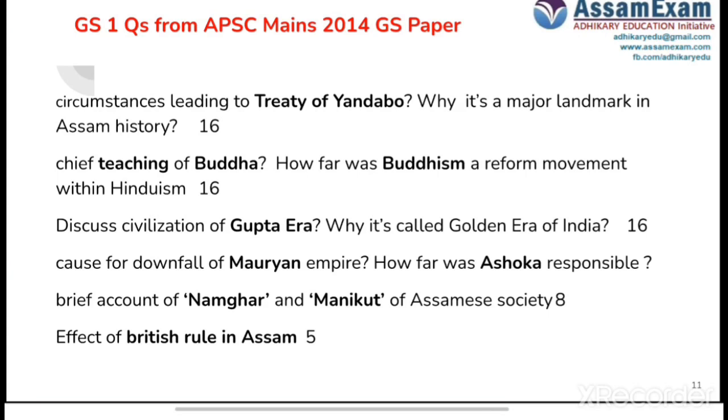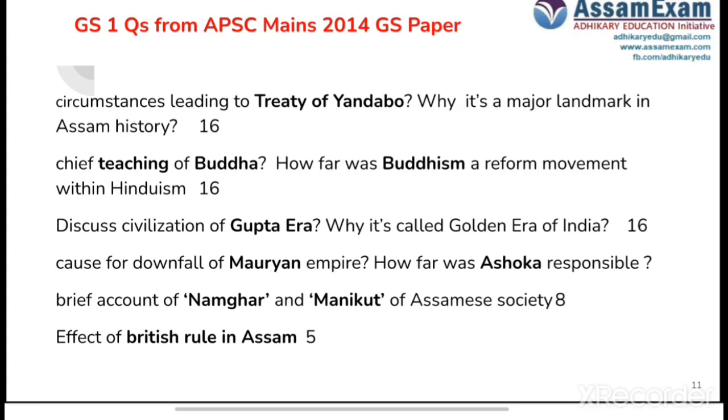The next question, causes for the downfall of the Mauryan Empire. How far was Ashoka responsible? The Mauryan Empire was a big empire, but how did it fall? For the downfall of the Mauryan Empire, in so many accounts, Ashoka is considered responsible for the fall of the Mauryan Empire.